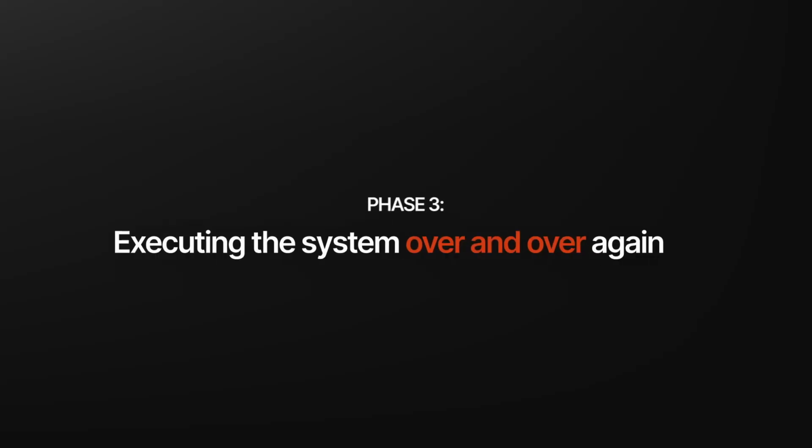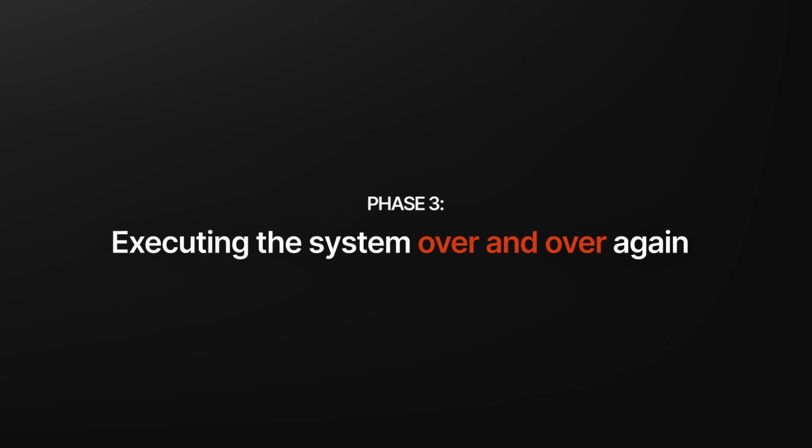And then comes phase 3, the final boss. Executing that system with discipline, over and over and over. Your system only pays if you run it like a machine. Same rules, same risk every single time. Only thing that'll change is the market context.